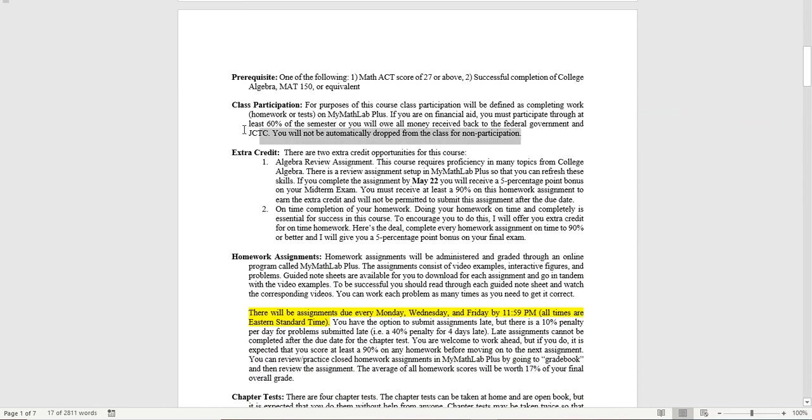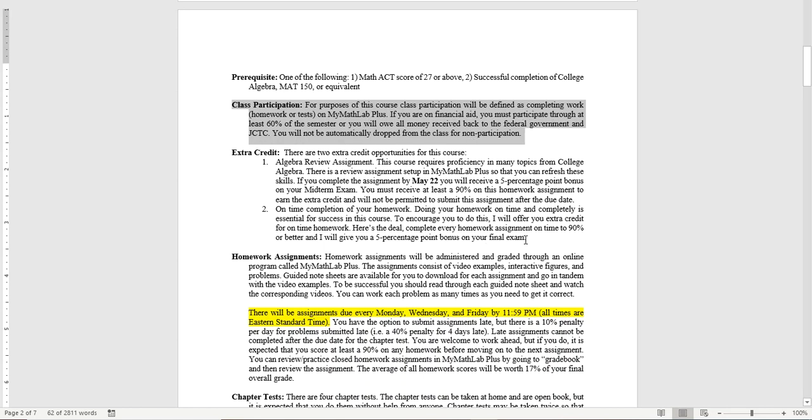Class participation is defined as completing homework or tests on My Math Lab Plus. If you are on financial aid, please note that you must attend through at least 60% of this course, otherwise you will owe money back to the federal government and JCTC. No student will be dropped automatically from this course for non-participation.